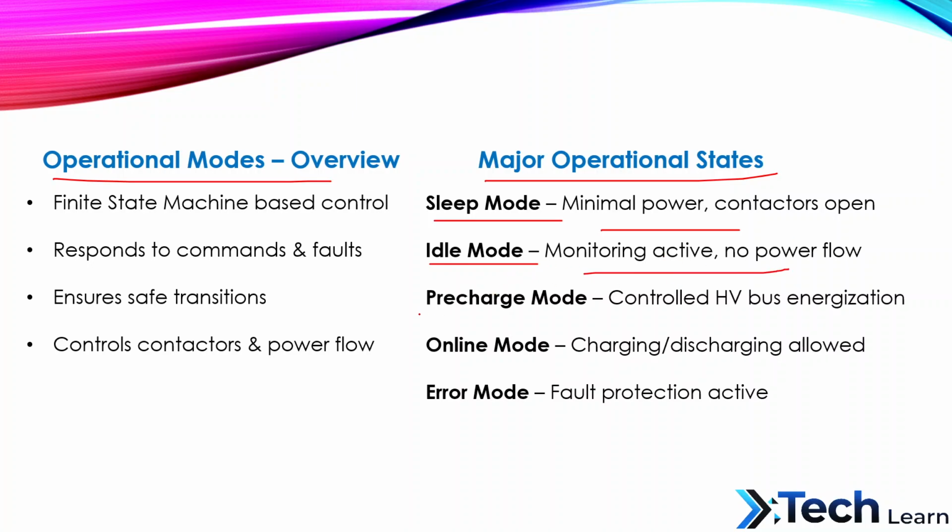Now coming to pre-charge mode. In pre-charge mode, the high voltage bus is gradually energized. This prevents large inrush current. If pre-charge is successful, contactors close. If a fault is detected, the system moves to the error state. Then coming to the online mode. In online mode, the battery is connected. Charging and discharging are allowed. Monitoring is continuously happening. Power limits are calculated dynamically.